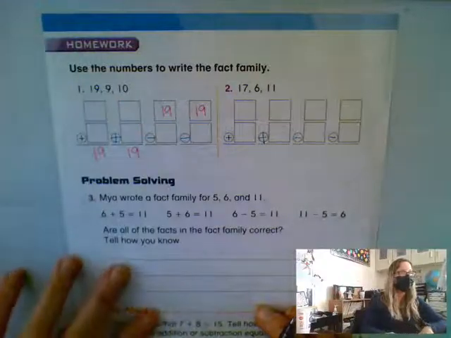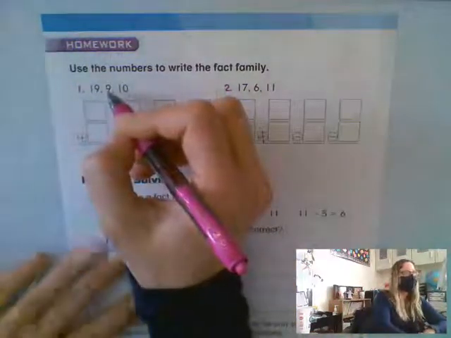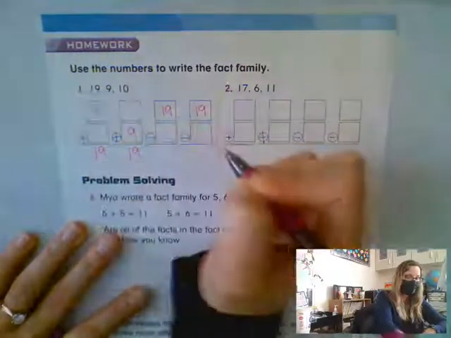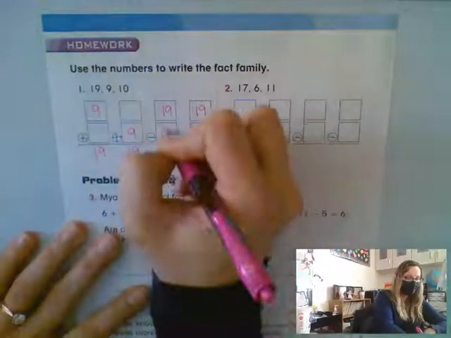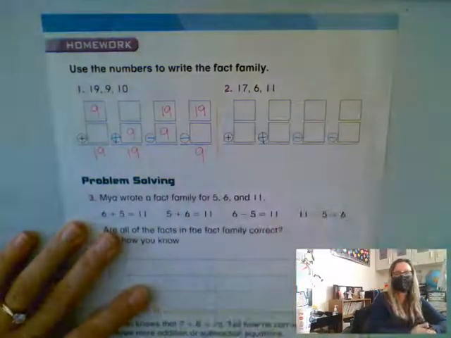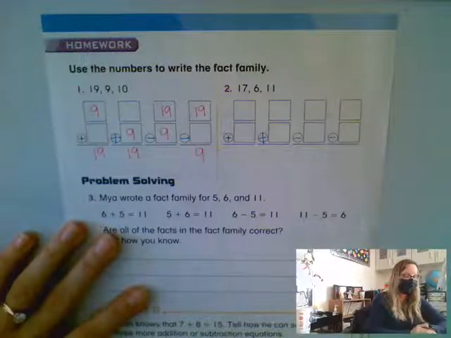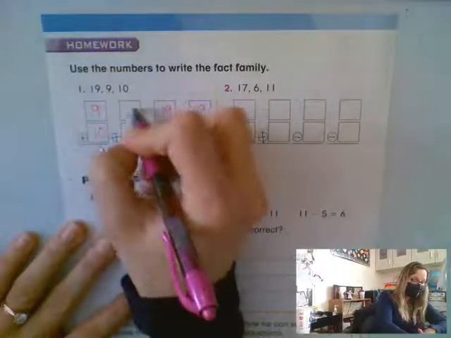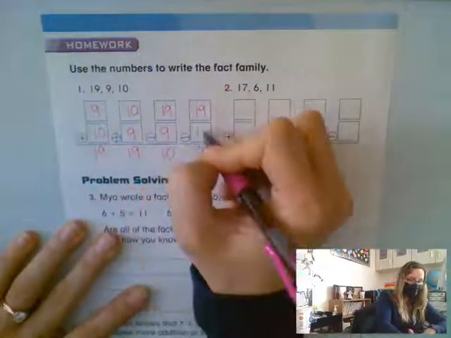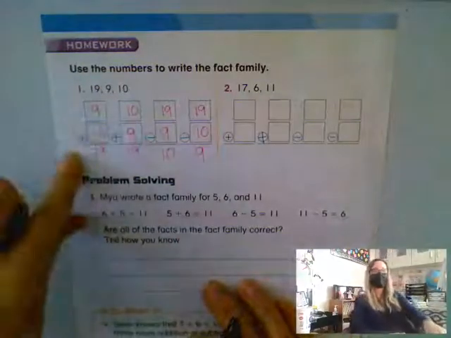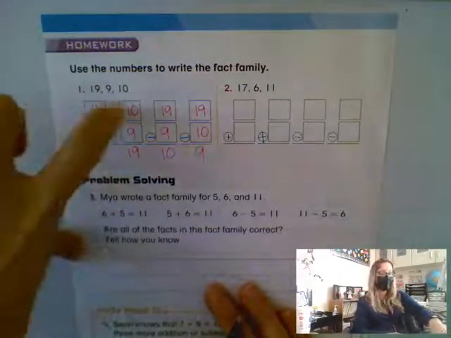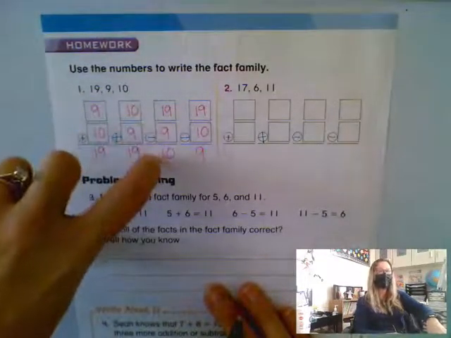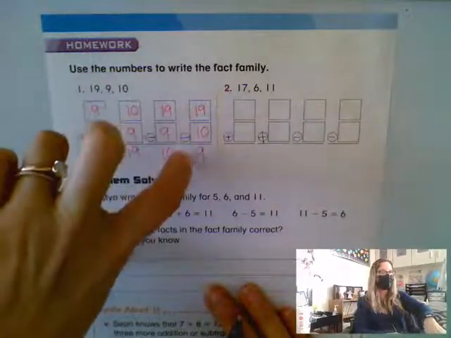Now my 19's done. Now I need to put a 9 with all 4 problems. So I'll put the 9 first in this one, second in this one. I'll put it first in this one, second in this one. See how I did that? And then the last number I have is 10. So I'll plug my 10 second in this one, first in this one, second in this one, first in this one. And now I can check, is 9 plus 10, 19? Yes. Is 10 plus 9, 19? Yes. Is 19 take away 9, 10? Yes. And is 19 take away 10, 9? Yes.